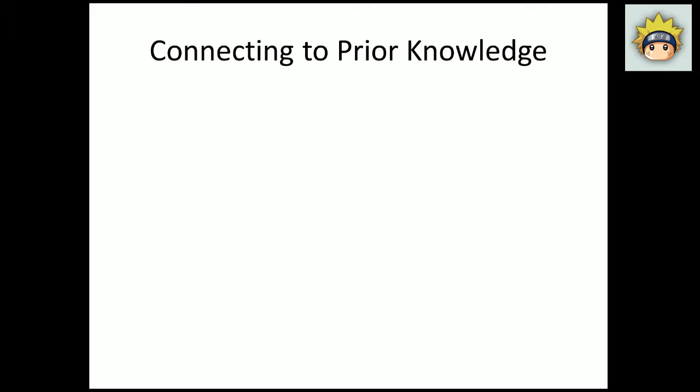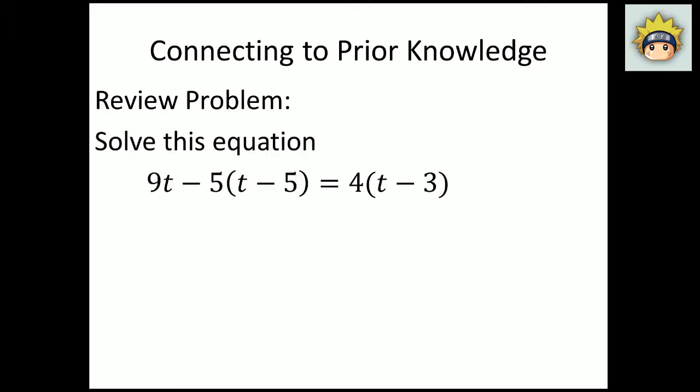Let's start this off by connecting to your prior knowledge. I'm going to have you review by doing this problem. Solve this equation, 9t minus 5 times the quantity t minus 5 is equal to 4 times the quantity t minus 3. So please pause this video and attempt to solve this problem. Remember again, this is a multiple step equation. What I'm asking you to do is solve this equation, so get t alone. Please pause this video and work on it.